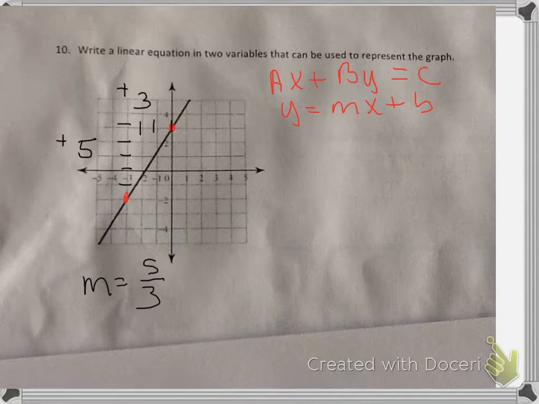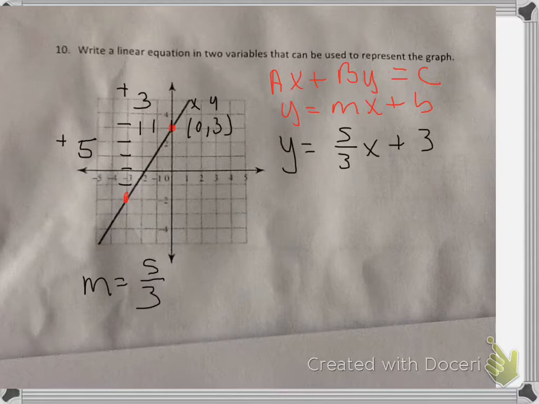Since I already have my y-intercept, and my y-intercept here is at 3, that means it's (0, 3). So I'm just going to plug in my numbers. y equals, my slope is 5/3 x, and my y-intercept is positive 3, so I'm going to put plus 3 there. There is my linear equation in two variables.